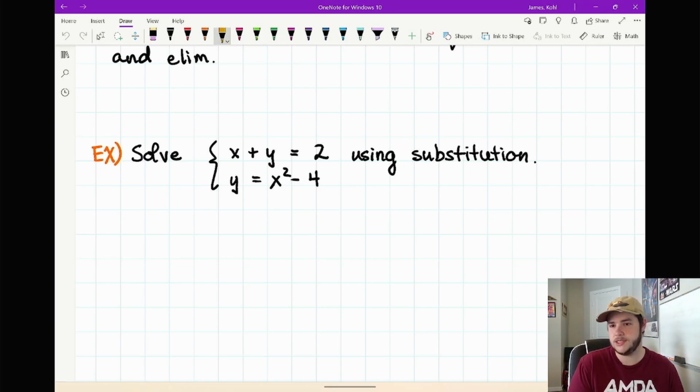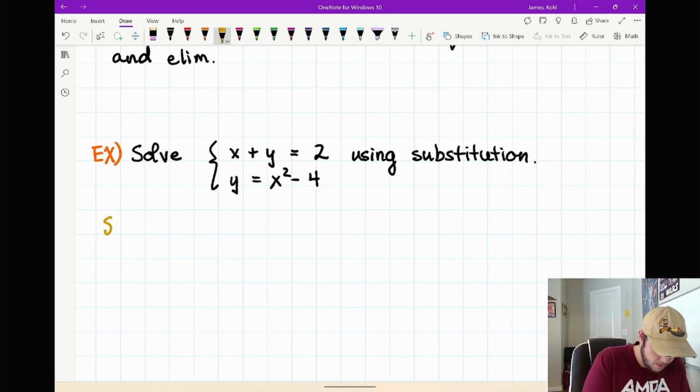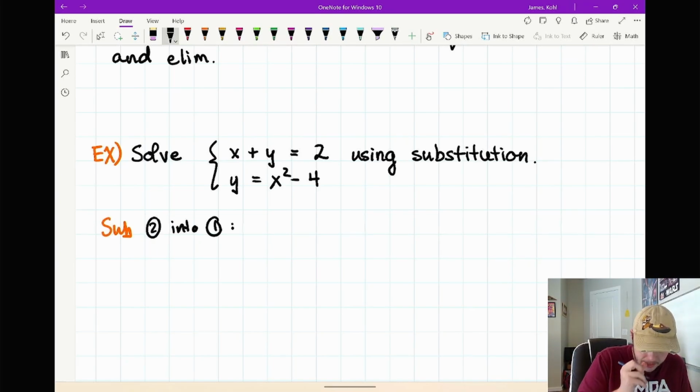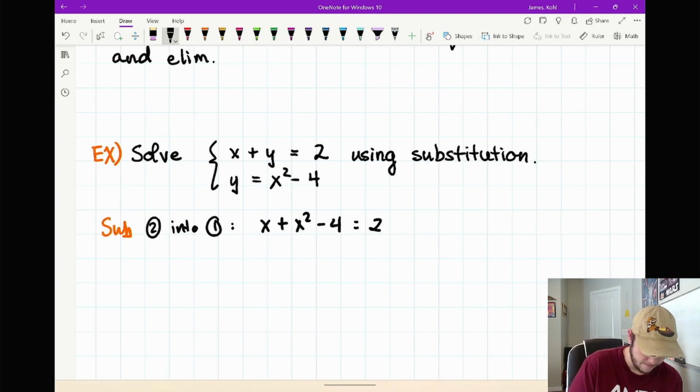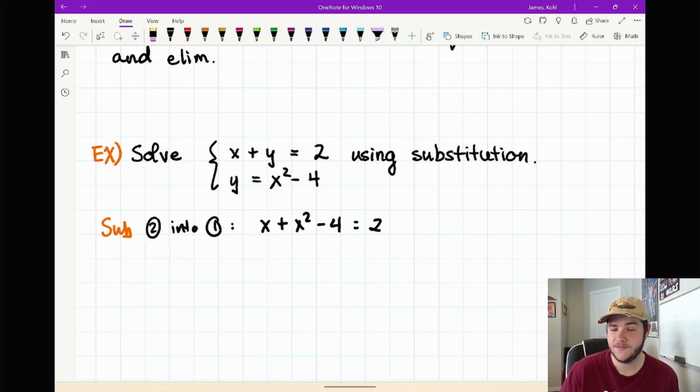So I know y is x squared minus 4. I'm going to sub equation 2 into equation 1. And this gives me a single variable equation in x, right? X plus y, which we see as x squared minus 4, equals 2. It's just that this equation is a quadratic equation, not a linear equation, to solve for x. But luckily, this guy factors nicely. Why don't you pause the video here to see if you can finish this problem off.